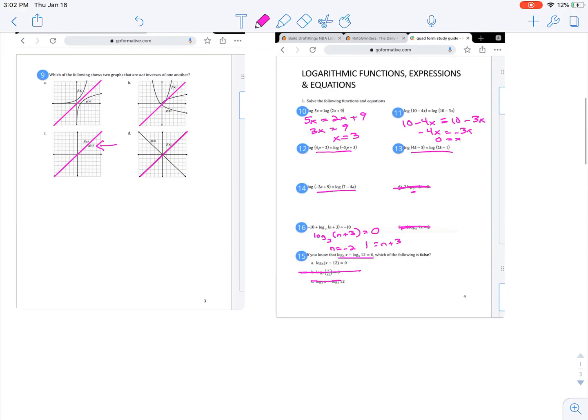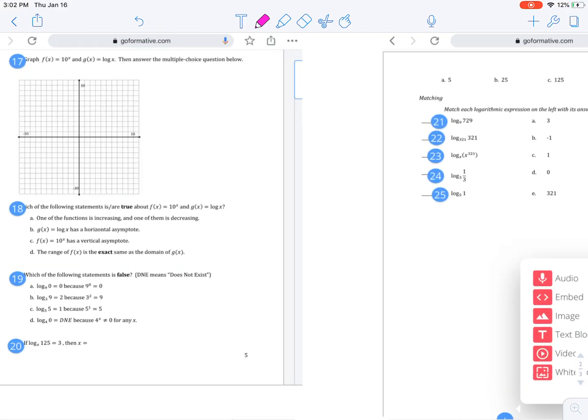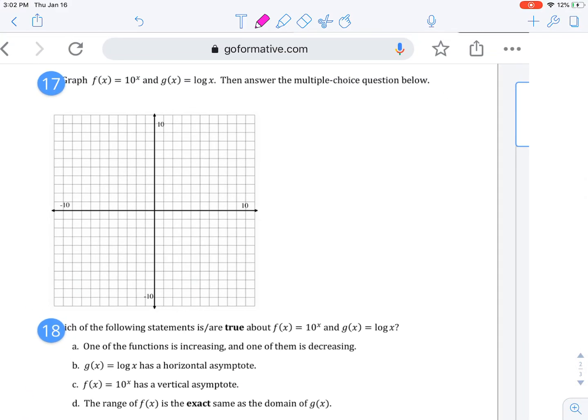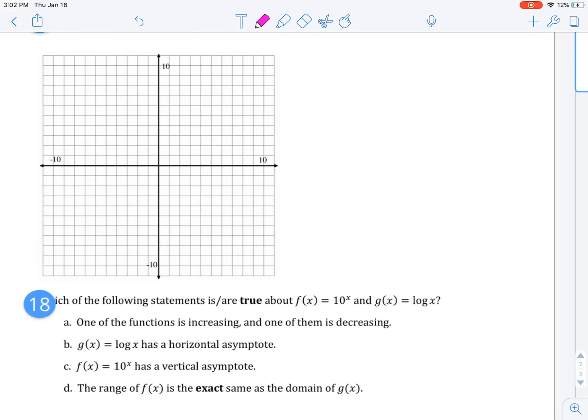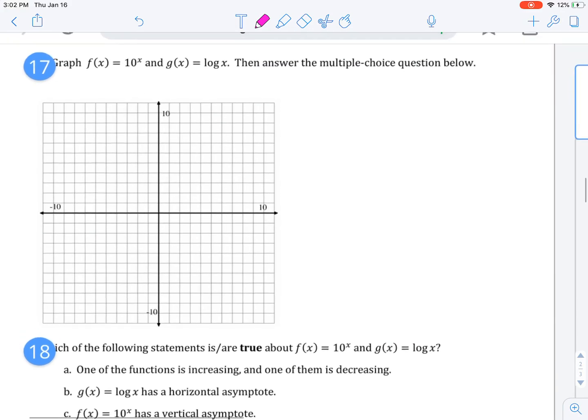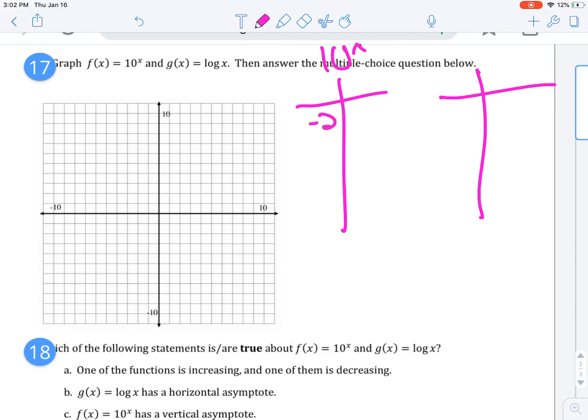Okay, on to the next problem. Looks like it's a bit out of order on the numbering there, but I think this is next. Graph these 2 functions and then answer the multiple choice question below. All right, so for this, 10 to the x, I'm just going to make 2 tables. This one will be 10 to the x. So I want to include some negative numbers to get an idea of what this will look like, plus those are the only ones that will fit on the graph.